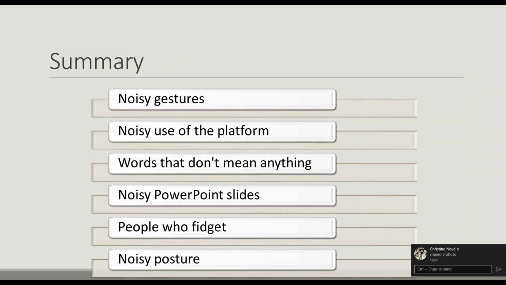Watch your gestures, watch your use of the platform, filler words, make your PowerPoint slides clean, people who fidget, don't do jewelry, and the posture, make it nice and clean posture.